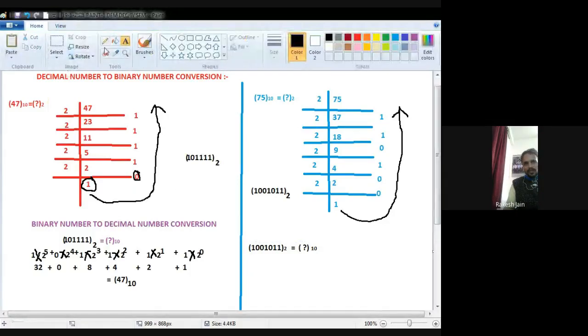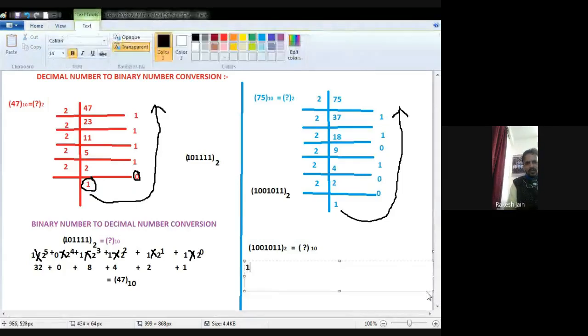The same format. First of all, write down the number separately from each other. So it is a long number. So 1, then 0, then 0, then 1, then 0, then 1, and then again 1. Okay. Now I separate them.